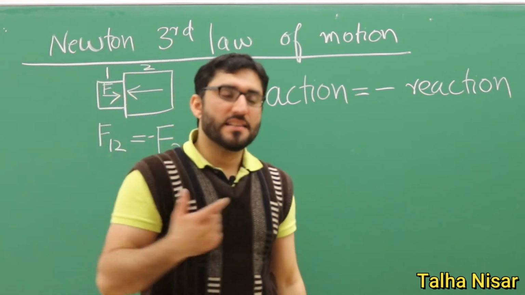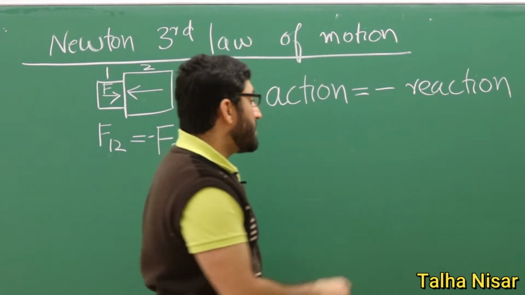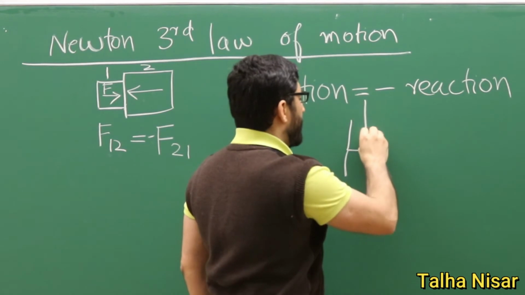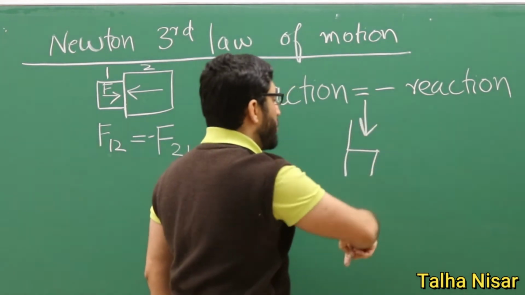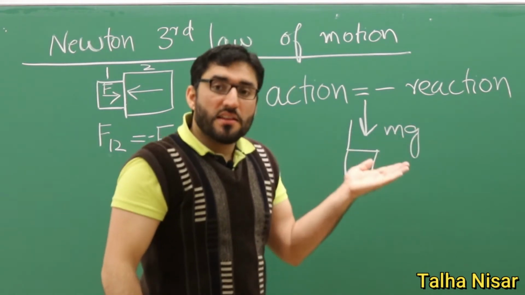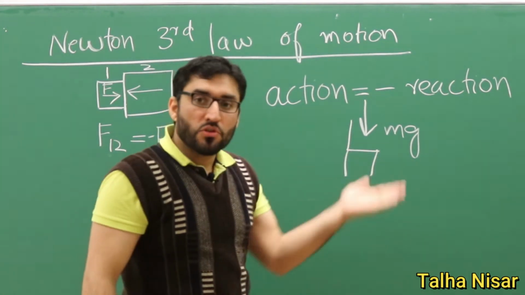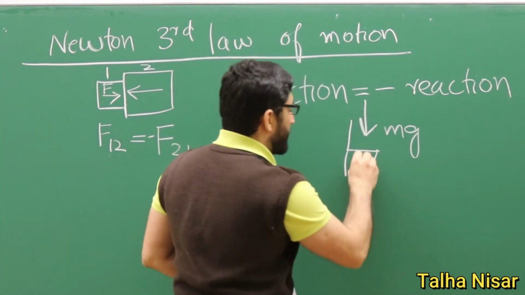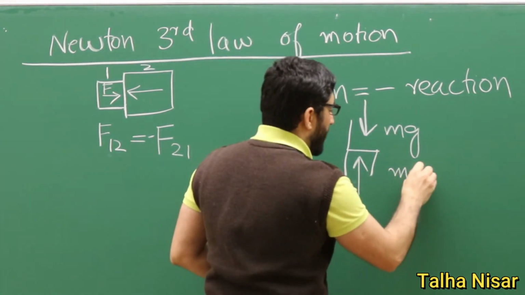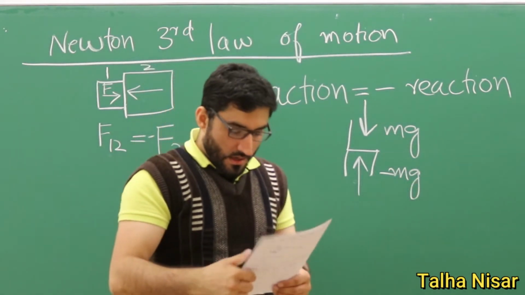The other example is if you are sitting on a chair. Your body is applying a force on the chair, that is the gravitational force, mg, and the chair is exerting the same force, with the same magnitude but the opposite direction. So this chair will exert a force with the negative sign, meaning the opposite direction.